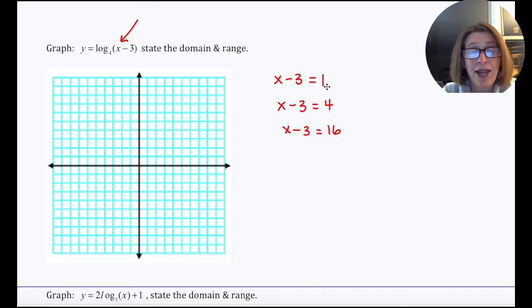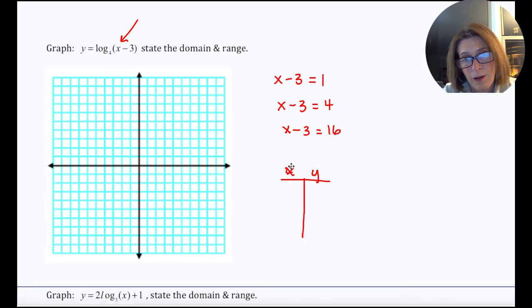Okay, so if I think about that, I want that value to be 1. So what would I have to put in? I'd have to put in 4. So I plug in 4. I also want it to be the number 4, so I'm going to plug in 7. I also want it to be 16, so I'm going to plug in, what is that, 19? Yeah.